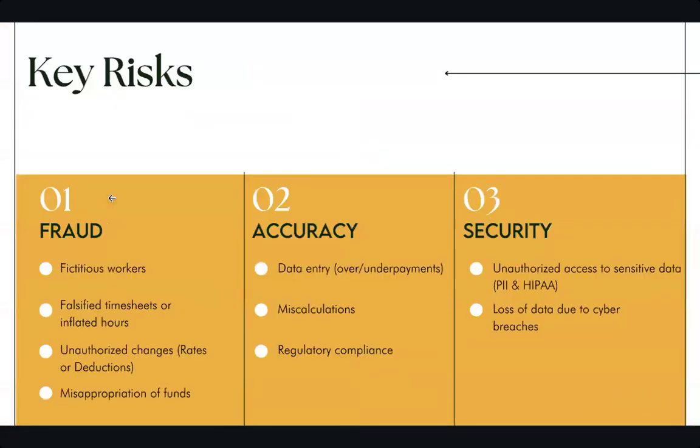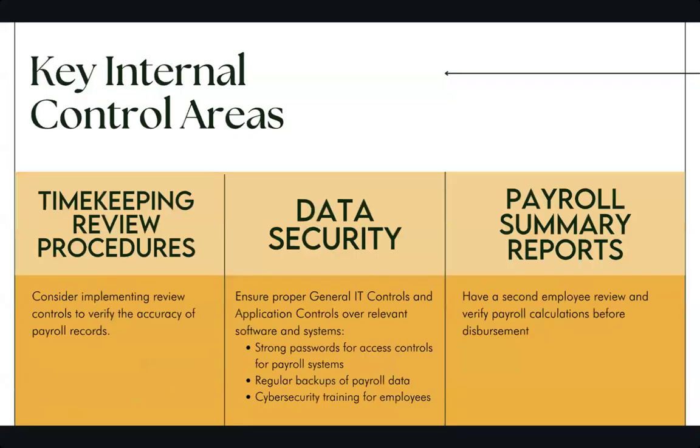So going back a couple slides, here are the three types of risk. And then here are the three types of controls to mitigate those risks. This timekeeping review is one specific internal control that should be implemented, separating who enters the time into the system versus who actually reviews it and approves it.